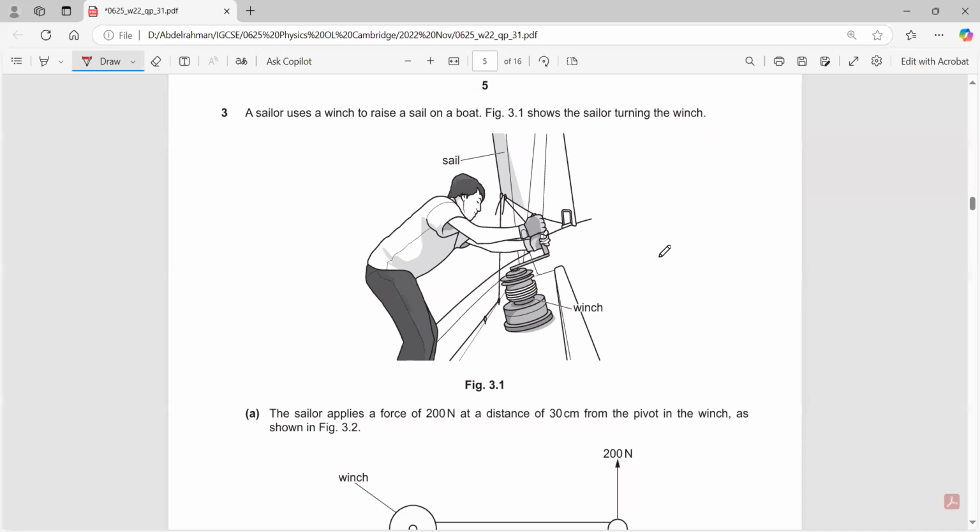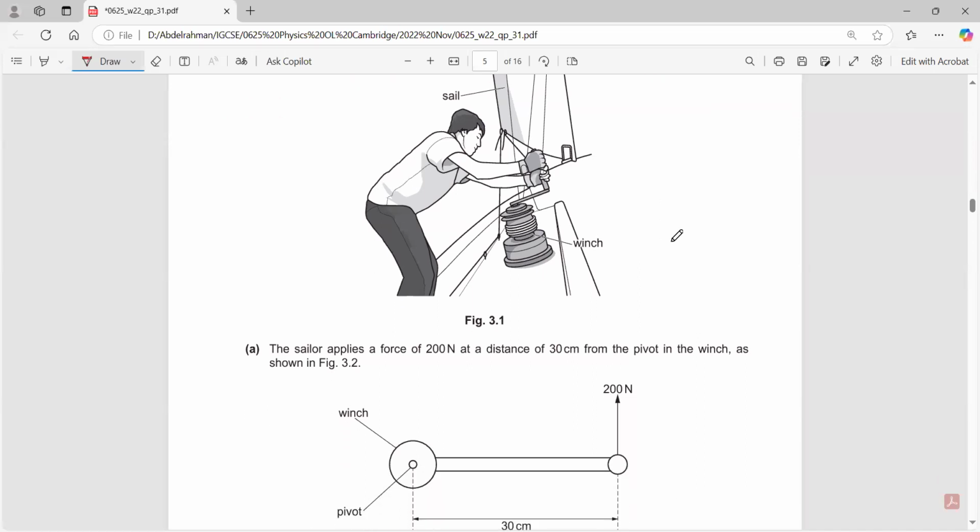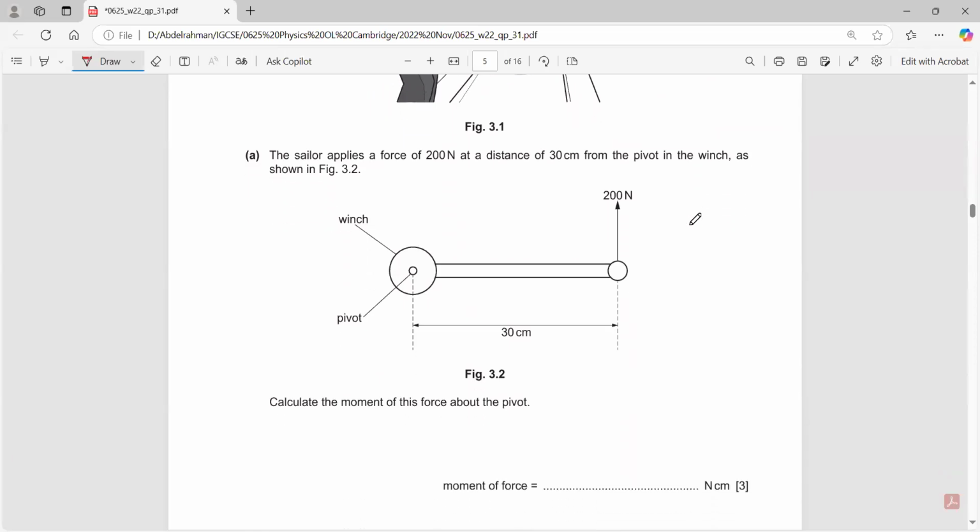A sailor uses a winch to raise a sail. Is applying a moment. Can I find the moment? Yes, moment equals force times perpendicular distance to the pivot. You have the force and you have the perpendicular distance, 90 degrees. So 200 times 30, which is 6,000 newtons centimeters.